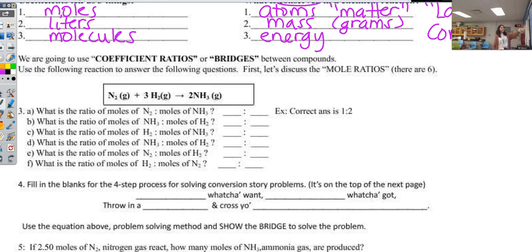Okay, so the first thing I want to do is make sure that we circle our coefficients. What coefficients do you see in this equation?